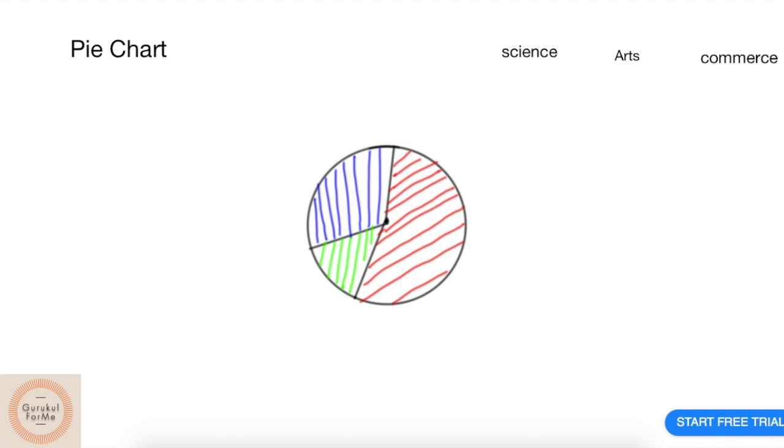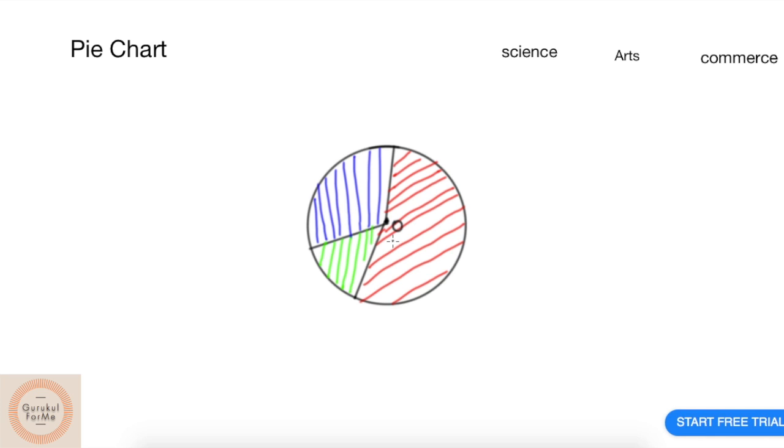Bar graph was one form of representation, pie chart is another form of representation. Pie symbolizes a circle which is shown here in the figure. That circle has a center. Let us call that center as O. That circle in turn is divided into various pieces and hence the name pie chart.